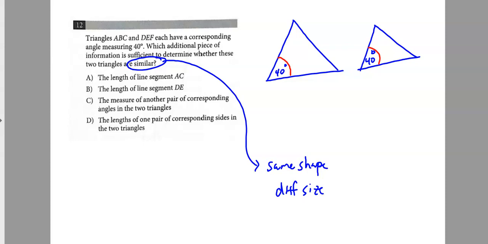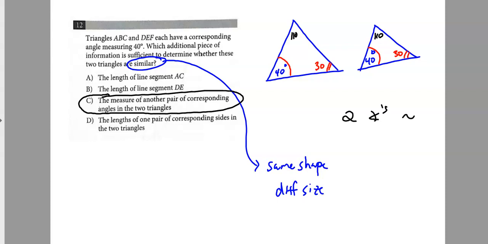Well, in order to prove two triangles are similar like that, if you could lock down another angle for me and maybe be like, hey, this angle's 30 and this angle's 30, if I could get that, that would for sure lock it in, because since they both have to add up to 180, that would leave me a 110 and a 110. So basically, as long as I have two angles, I can show that they're similar. So I would need C, another pair of corresponding angles.